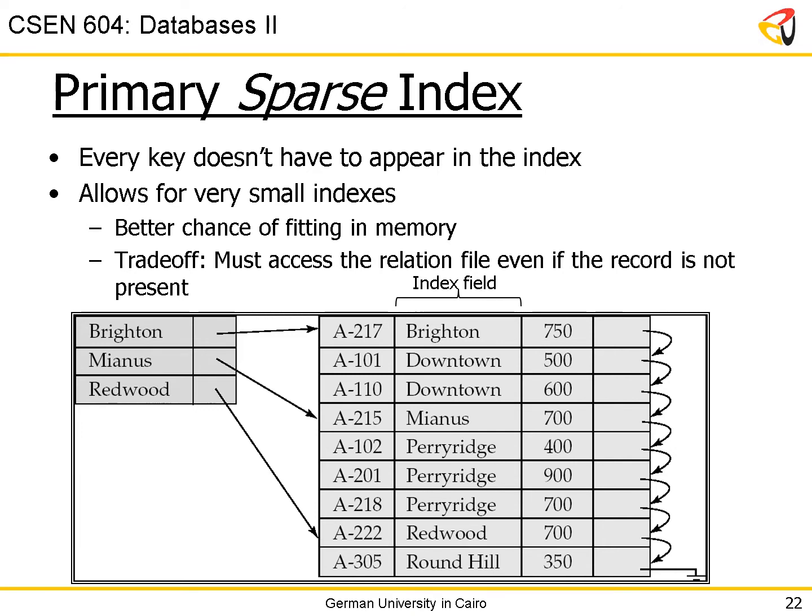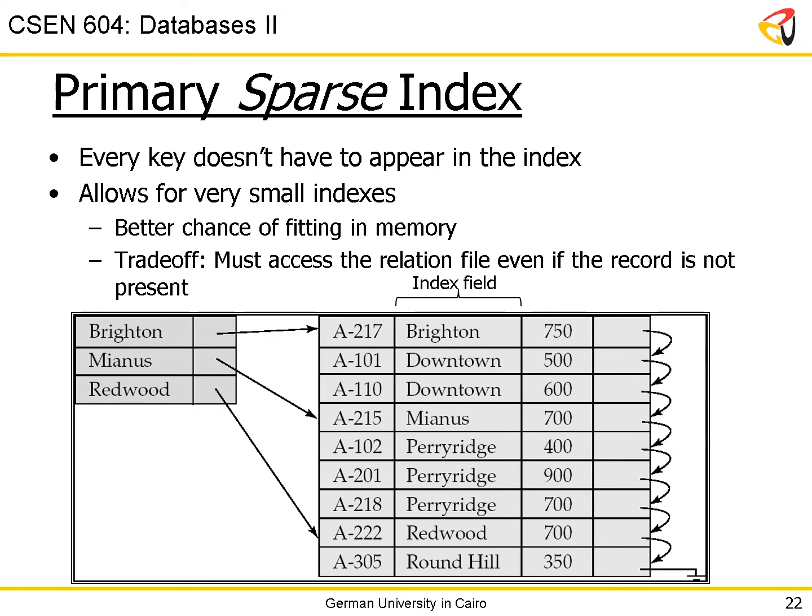Let's say I get a query select star from where branch equal to Brighton. Well, I'm lucky, Brighton is in the index, so I will track the arrow that points from the right of Brighton to the row that says A217, Brighton 750, and then I will scan in the table to find if the next row is also Brighton or not, and then I will stop because the next one is Downtown, so I will include Brighton row in my result set. Okay?